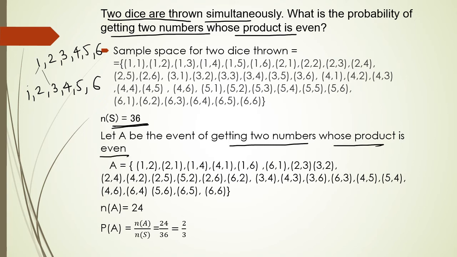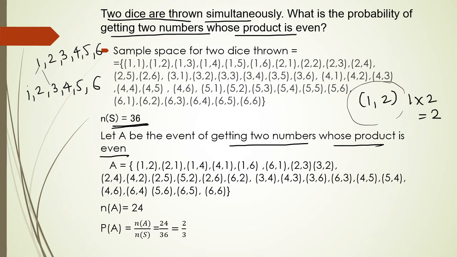We want to find only those two numbers whose product is even. Which means if I have the first possibility 1, 2, the multiplication of these two, 1 into 2, equals 2. This is an even number, so this is one of my favorable outcomes. Similarly, if 1, 2 is a possibility, then obviously 2, 1 would also be a possibility. Again, 2 into 1 would be equal to 2, so an even number.